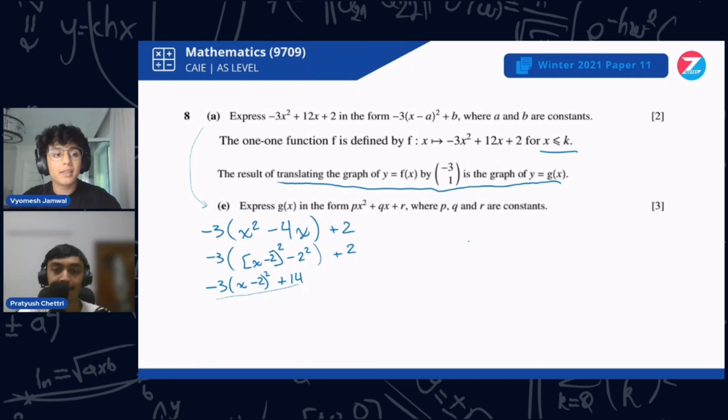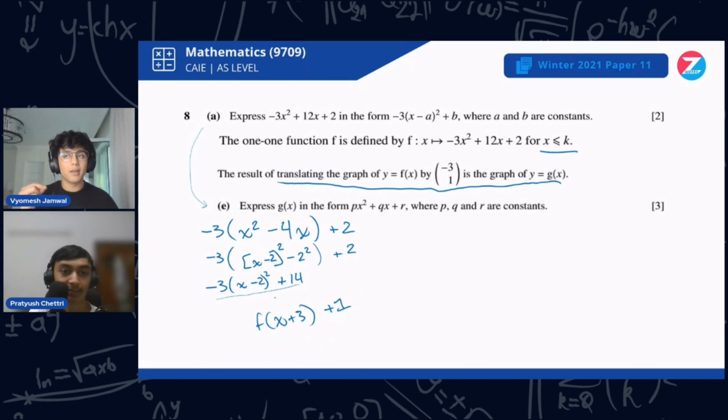So looking at the completed square form, to shift it by 3 units to the left, we would be adding 3. So x would be replaced by x plus 3. So basically f of x plus 3, and then plus 1, just for that 1, because then we're also shifting it by 1 unit up on the y-axis. And now when we put this inside the function that we have already given, right? So x minus 2 becomes x plus 3 minus 2, so that'd be x plus 1 squared, and then plus 15.